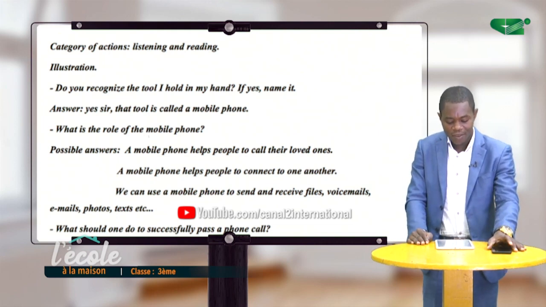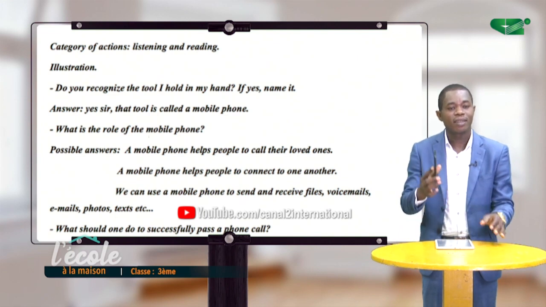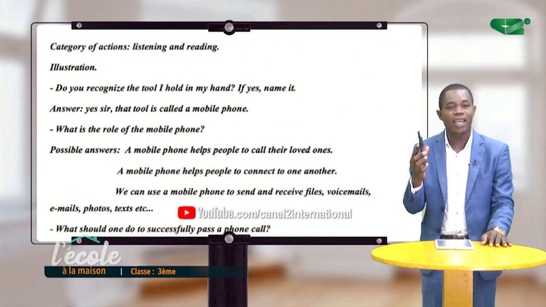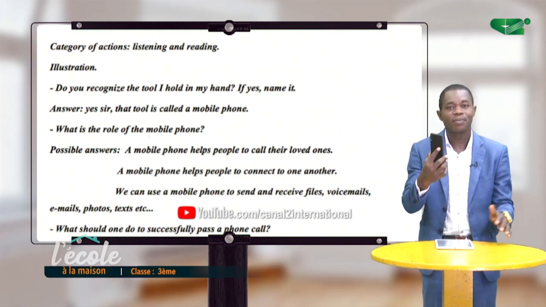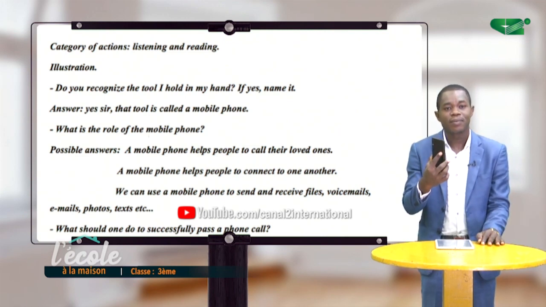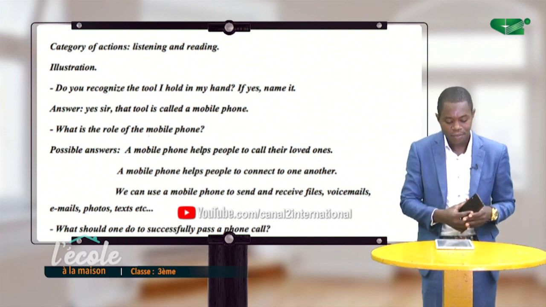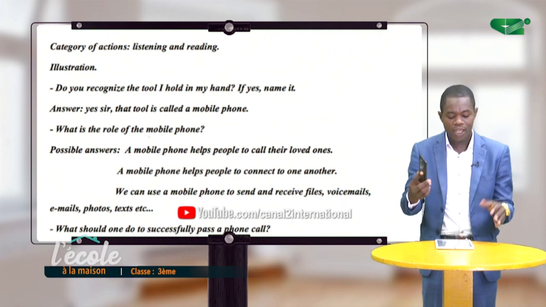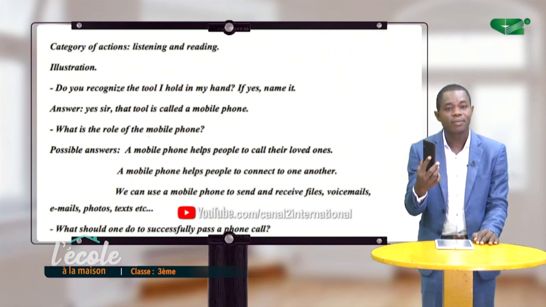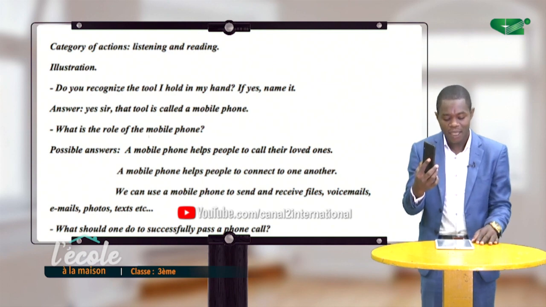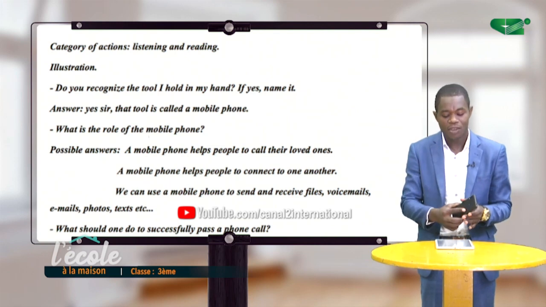The first thing that you should do is to look at me. In my right hand, I have an item or a tool. And after identifying, I will ask you a question. Do you recognize the tool I hold in my hand? If yes, name it. Great.